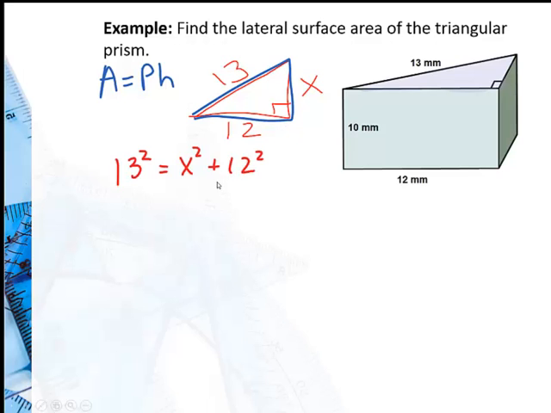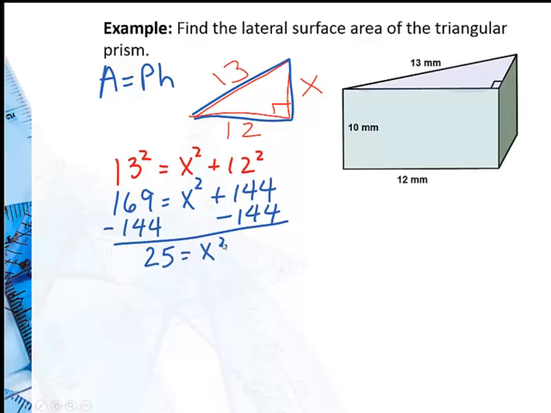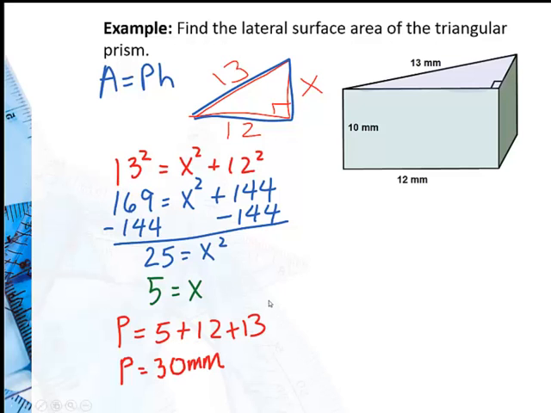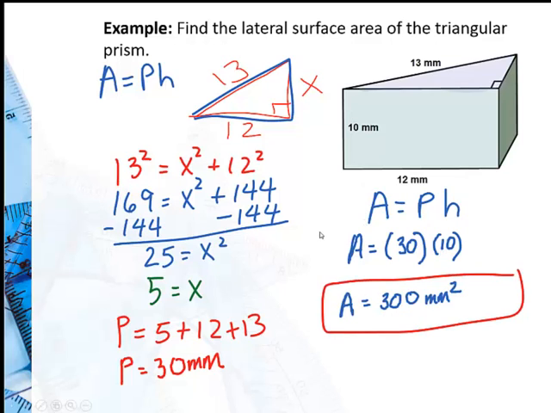Well, I can do Pythagorean theorem. 13 squared equals x squared plus 12 squared, and then I square and subtract, and I get 25 equals x squared, or x is 5. Now, you probably already recognize this triangle. This is a 5, 12, 13 triple. So now that I know that, I can figure out the perimeter. It's 5 plus 12 plus 13, which is 30. And then substituting into the formula, I get area is 30 times 10, because the 10 comes from the height here. So my total area is 300 millimeters squared.